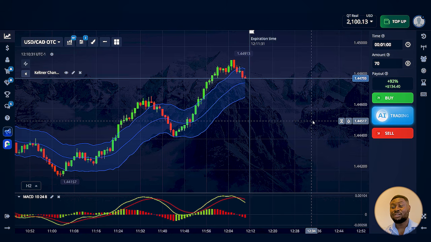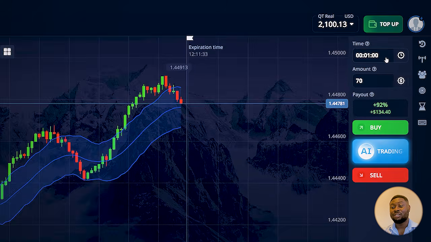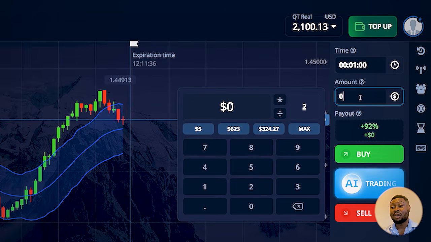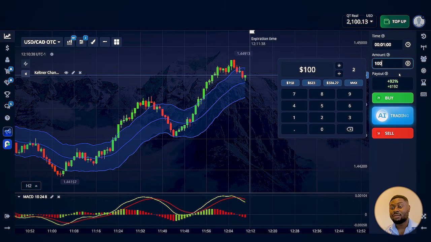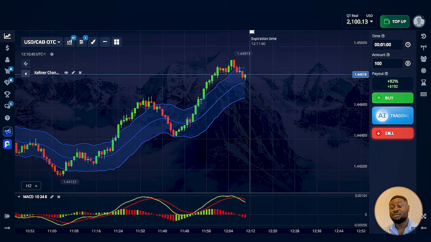Let's take the situation into account and open the first trade. The trade time will be 1 minute, and our trade amount will be $100. Now we have time to sort out this situation.